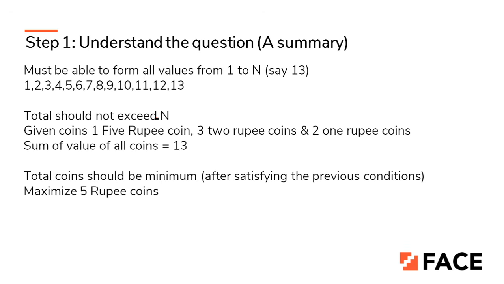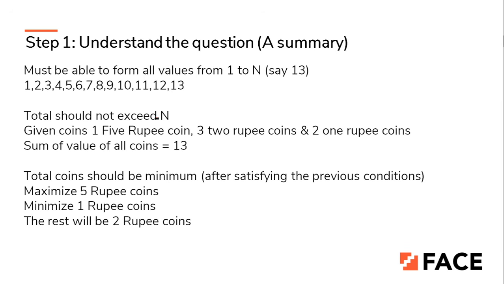Now after you maximize the number of 5 rupee coins, can I say if I have a lot of 1 rupee coins, the number of coins will exceed. So what will I do? I will minimize the number of 1 rupee coins. So maximize the number of 5 rupee coins, then you minimize the number of 1 rupee coins, and finally whatever you have remaining can all be 2 rupee coins. This will be the logic towards minimizing the total number of coins that you require.